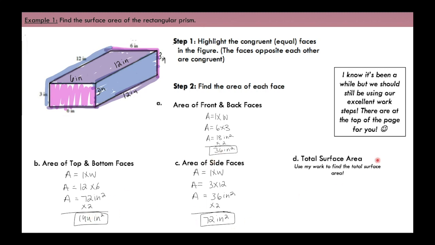I'm going to add together 36, 144, and 72. Go ahead, pause this video, using your phone or a calculator or whatever. Go ahead and calculate what this total surface area is going to be before we reveal our answer.